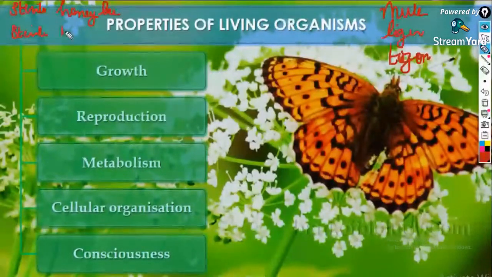This is a previous year AFMC question. Not after 2010. Before 2010, you could expect all these simple questions for AFMC, AIIMS also. So we cannot consider growth as a living property. We cannot consider reproduction as a living property.